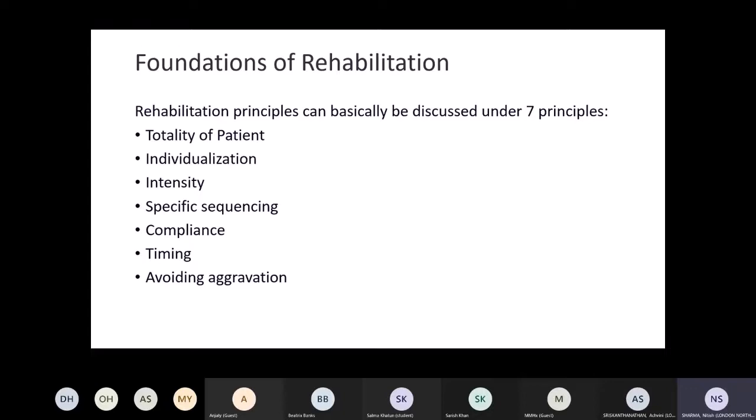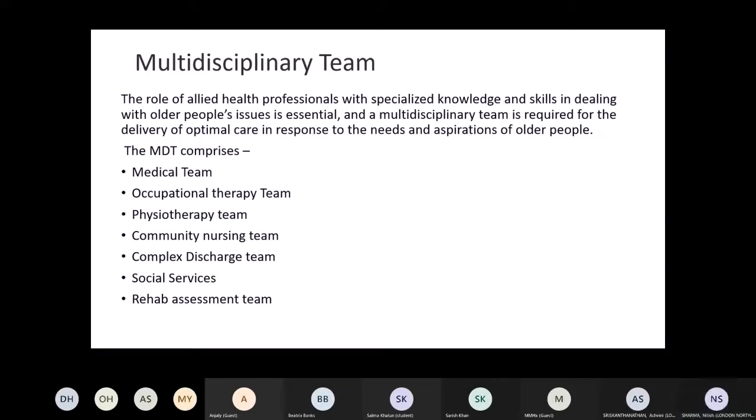So specific sequence. This means that it shouldn't be like just running before walking. It should be in a specific gradual manner and in a sequenced manner. And then it would be compliance. If the patient is not compliant, nothing should be forced as it won't work. And then timing, how long and how frequently we are doing it, and avoiding any aggravation.